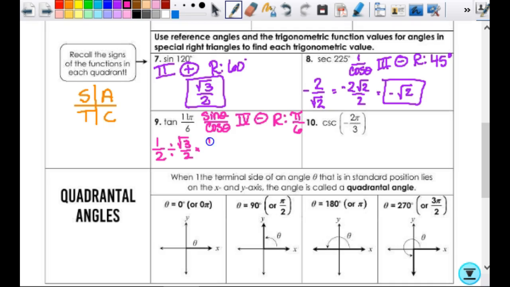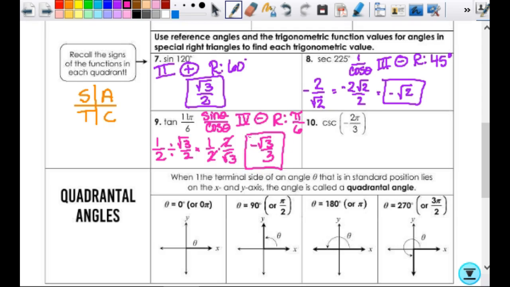So when you divide fractions, flip and multiply, right? We get this. The 2's cancel out, so I'm going to have 1 over the square root of 3, and that rationalizes to the square root of 3 over 3. And remember, it needs to be negative.